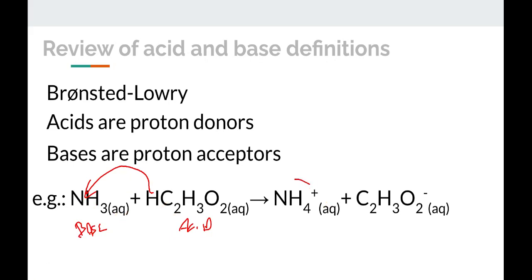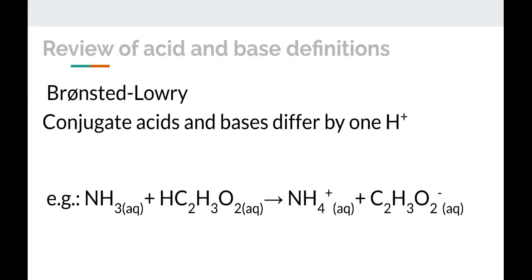And then afterwards, there's the species that has had the proton donated. It has one more H, and it's one more step positive. And then this is the species that's left over after the acid donates the proton. So when a base accepts a proton, it becomes an acid. When an acid donates a proton, it becomes a base. These are called conjugate pairs.